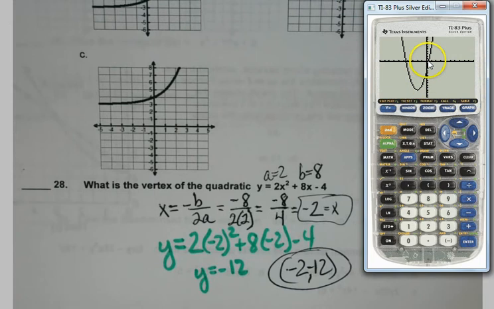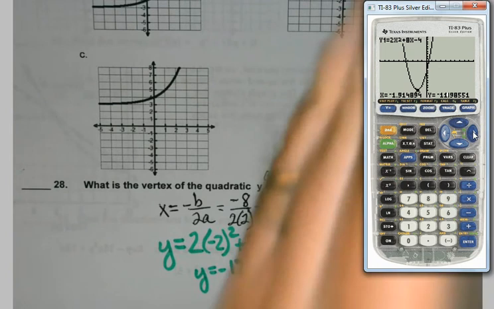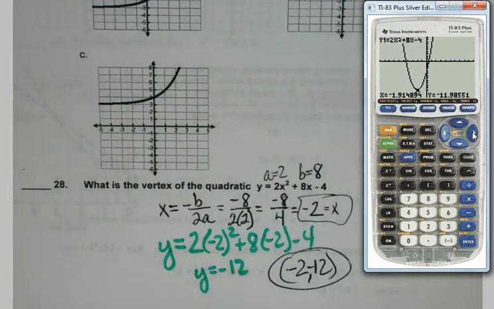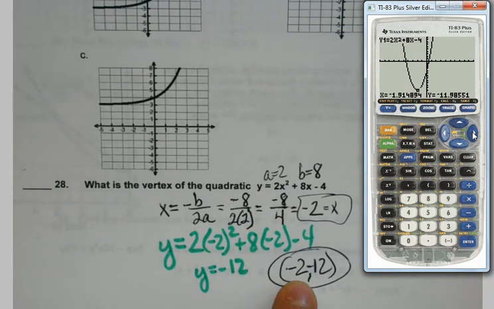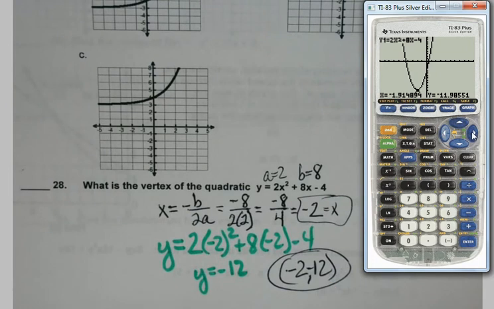And if I could count these a little easier, if I hit the trace button, I can move this little cursor guy back and forth. If I'm looking for the vertex, that looks pretty close. So if I saw an answer that said negative 2 for x and negative 12 for y, and I'm looking at this and it says negative 1.91 and negative 11.98, that's close enough to me. I'm going to circle that one and go for my answer with that.